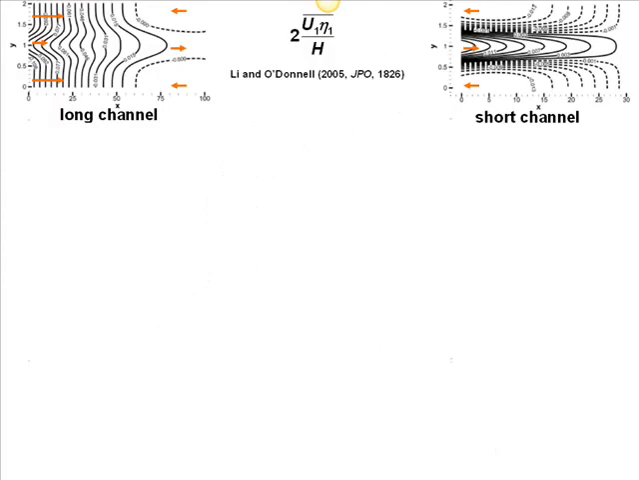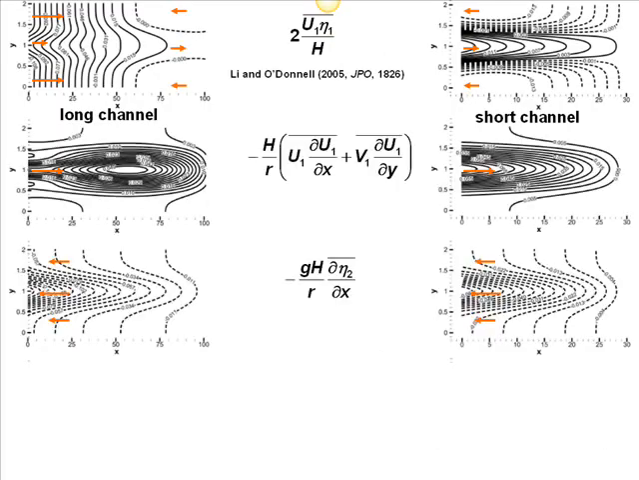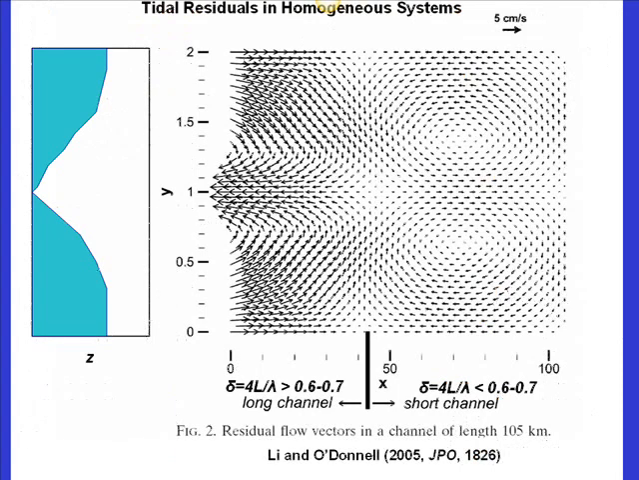Okay, so let's look at each one of those terms, and we'll look at that slope term at the end. Maybe I should show you the solution first, and then we'll look at the contributions of each term individually. So here's where we can see what a long channel and a short channel is. This is the cross-channel bathymetry right here. There's a deep channel in the middle and shallow areas over the sides.